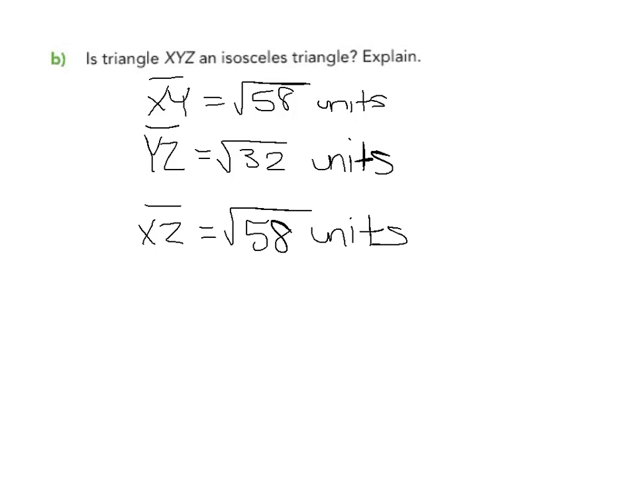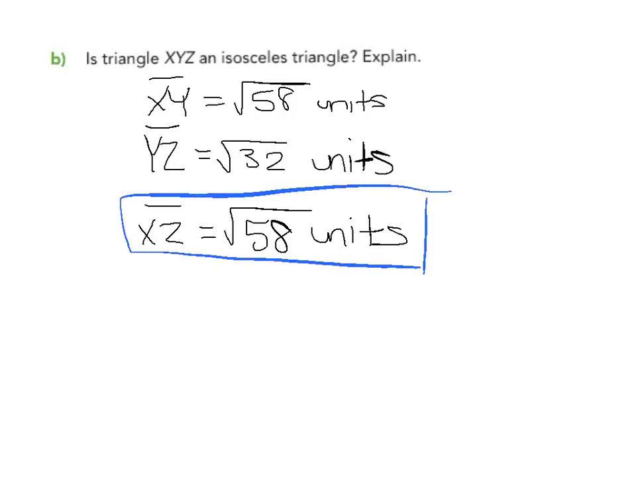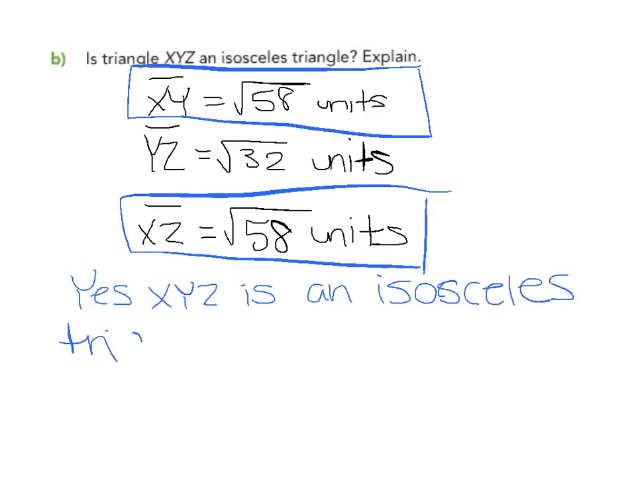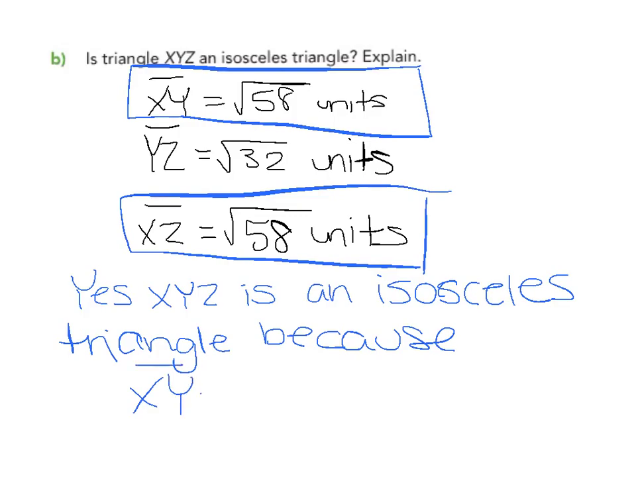So I see here that I have XZ and XY both equal the square root of 58 units. So yes, XYZ is an isosceles triangle because the length of XY equals the length of XZ.